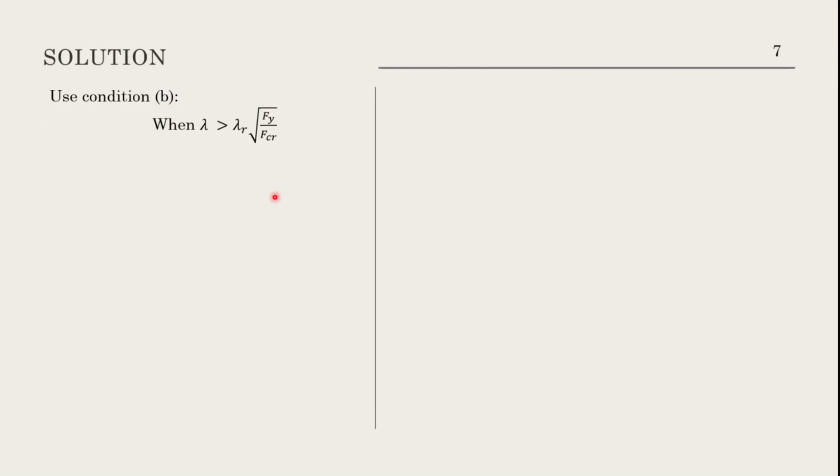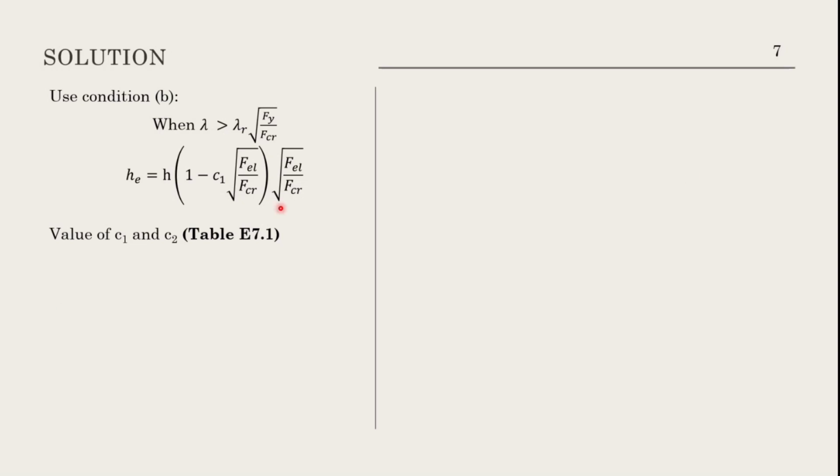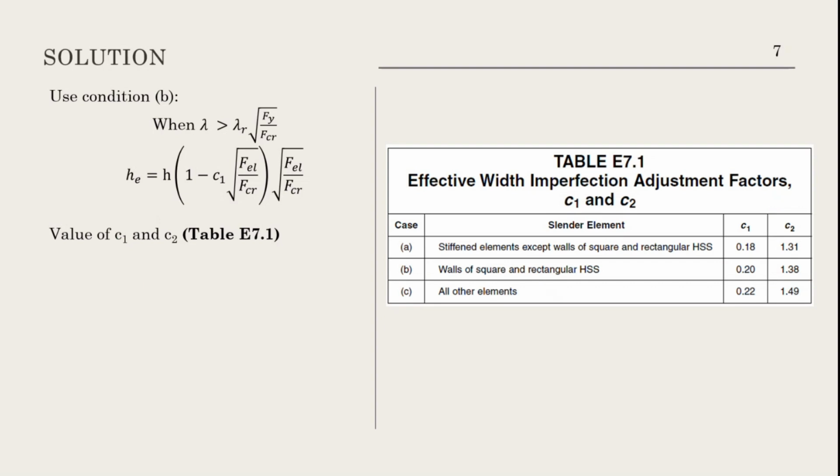Next. So using condition B, this is the formula of HE that we will use. We already have FCR, we just computed it before. What we don't have is C1 and FEL. For C1, we can get that from the table. The cross section that we are solving is walls of square and rectangular HSS. So these are the elements that we are solving. So the value of C1 is 0.20 and the value for C2 is 1.38.